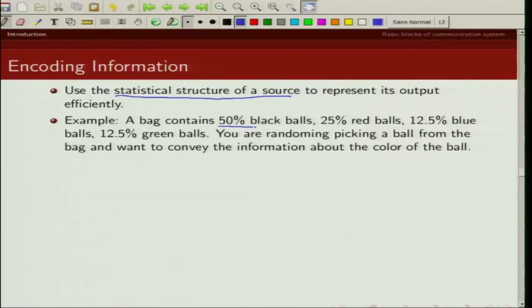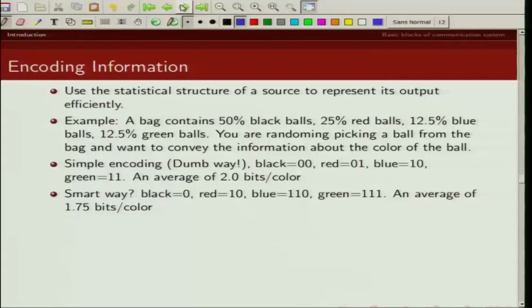So let us take an example. I have a bag that contains black balls which are 50%, red balls which are 25%, blue balls which are 12.5%, and green balls which are 12.5%. So half the balls are black, 1/4 of them are red, 1/8 are blue, and 1/8 are green. Now from this bag of balls, I am randomly picking up a ball and showing you the color of the ball.